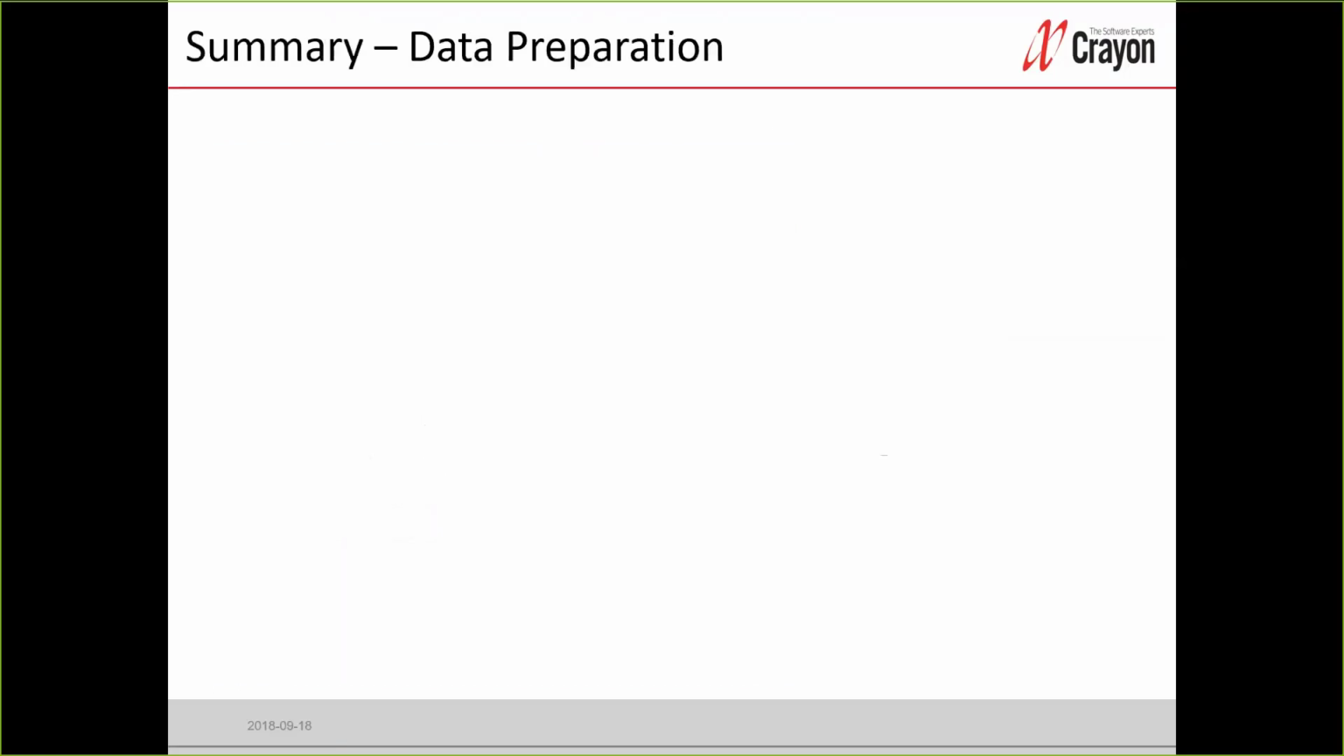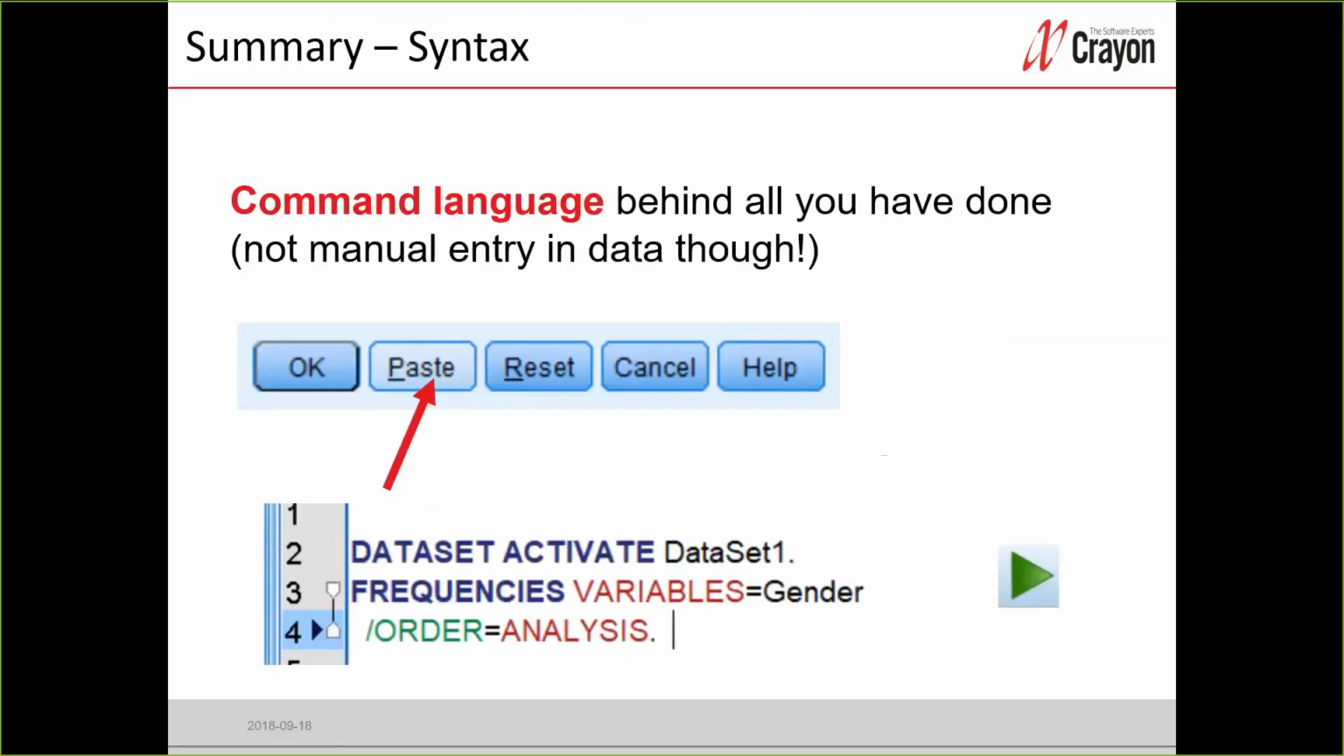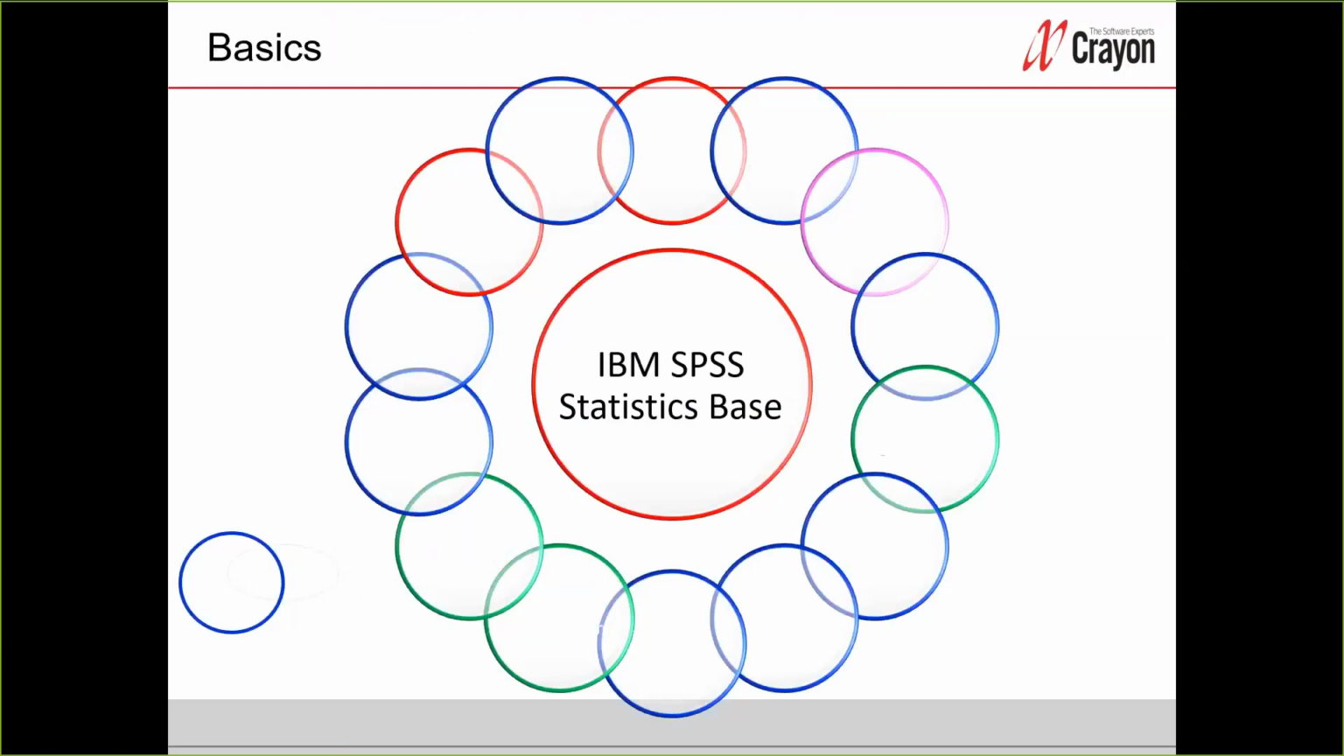And then we came into the transform menu, the data preparation, and we used simple calculation in the compute command and also the automatic recode command to convert the string variables to the numeric ones. And at the same time, we kept the text as value labels. And finally, I showed how to change in a syntax. I showed the graph command with all the color RGB codes also. And as you know, there are a lot of modules in SPSS Statistics, but today I worked with the base module.